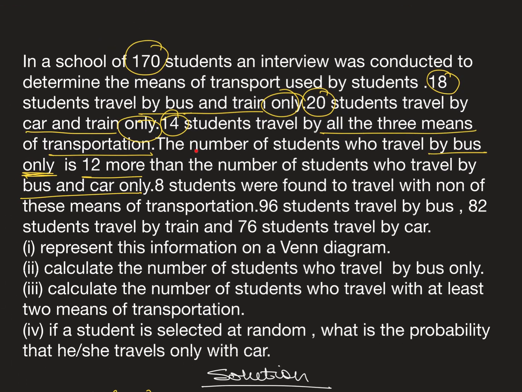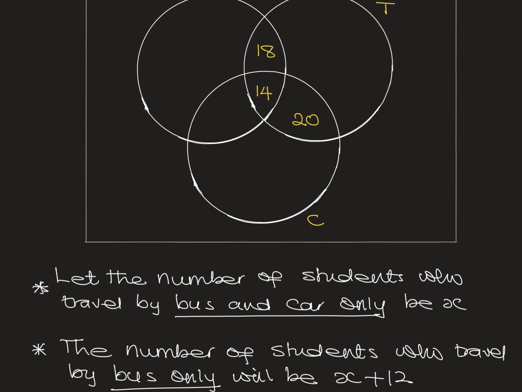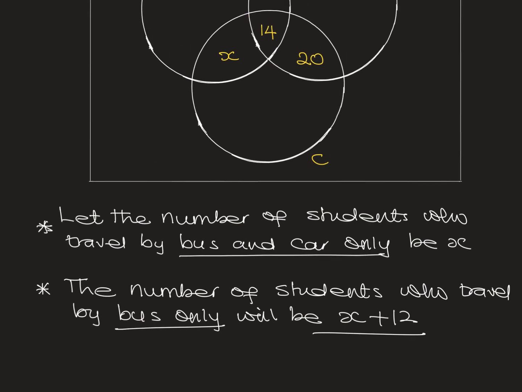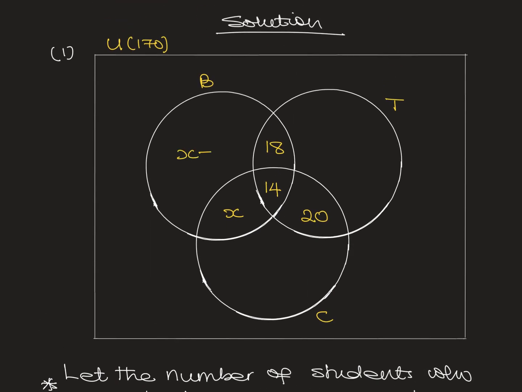The question says the number of students who travel by bus only is 12 more than the number of students who travel by bus and car only. So if bus and car only is X, then bus only will be 12 more than that. So for bus only, it will be X plus 12. Okay, so where do we have bus and car only? We have bus and car only here, if it is X. So what will be for bus only? We said bus only will be here, X plus 12.